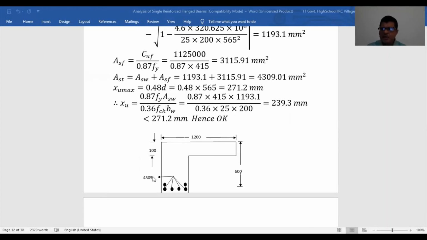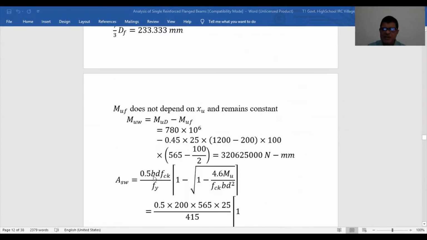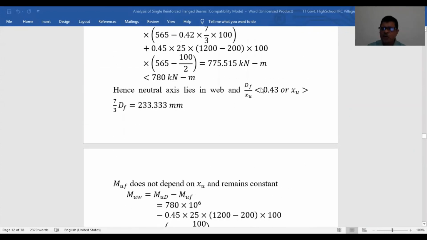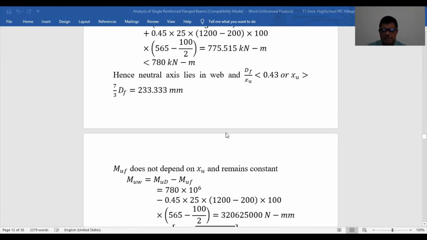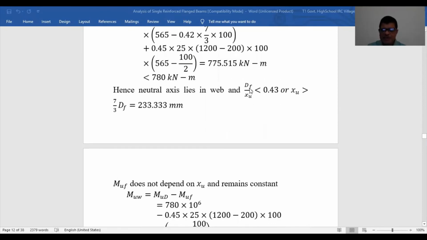So this is the one kind of problem where df by xu is less than 0.43. So you should be very careful here because you are initially assuming df by xu is equal to 0.43. But when you take it equal to 0.43, then you find the value is coming less than this. So that means df by xu should be greater than this value. So in the first case, xu is equal to df by 0.43, so it is not satisfying. So it should be less than that.